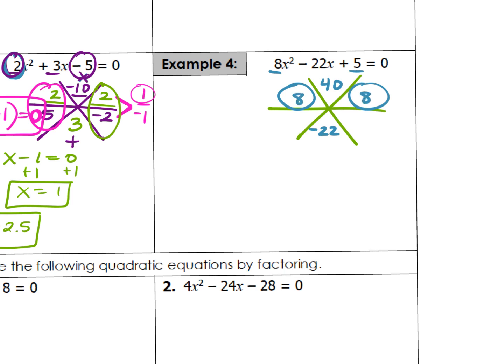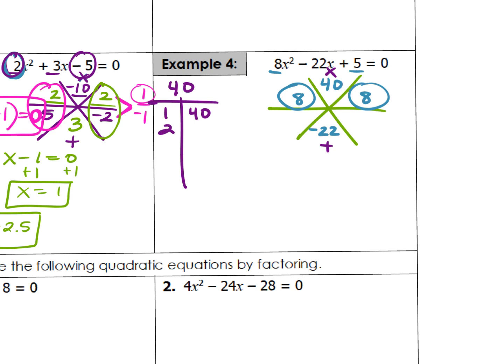Okay. So now you're looking for what can I multiply to get 40 that I can add to get a negative 22. And let me just show you on this one, since it's a bigger number, how I like to do this. If you can't come up with the numbers, do this. 1 times what gets me 40? Really, you're taking the number 40 and dividing by 1, and then dividing by 2, and then dividing by 3, and then dividing by 4 to see what you get.